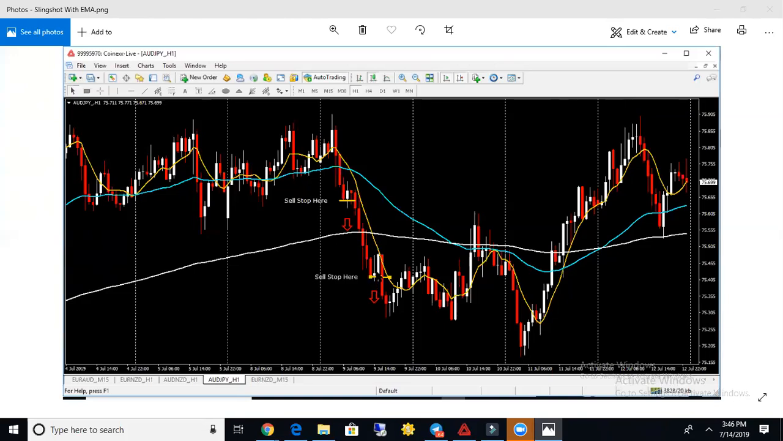There is a bullish candle, it's more like a doji. And here's the second bullish candle. When the second bullish candle closes, that's where you put your sell stop. And then it fell. All right, I've got another example. Let me show you the other example.